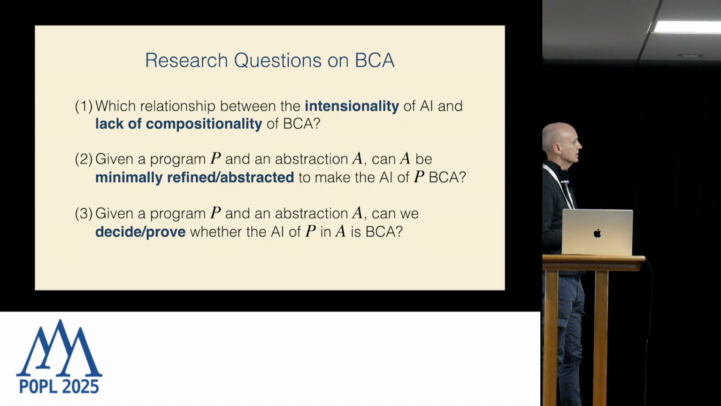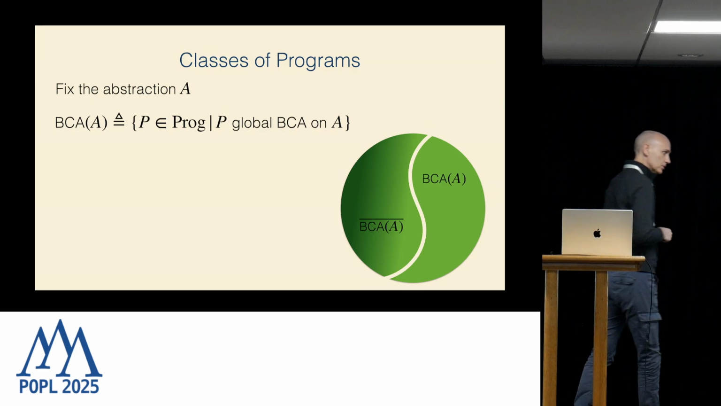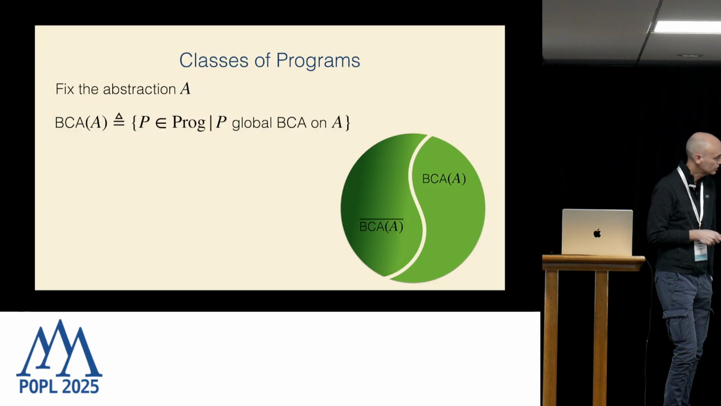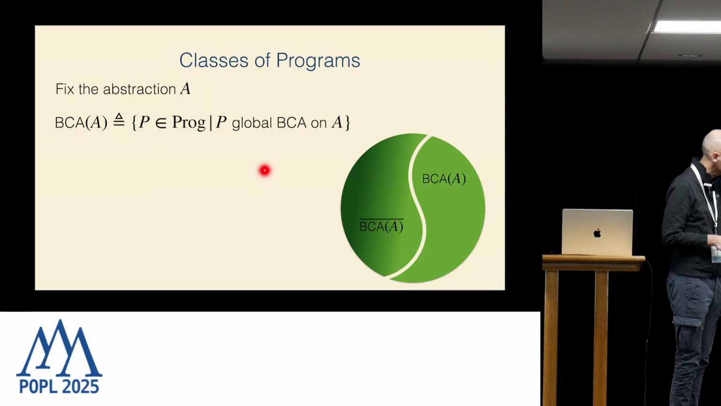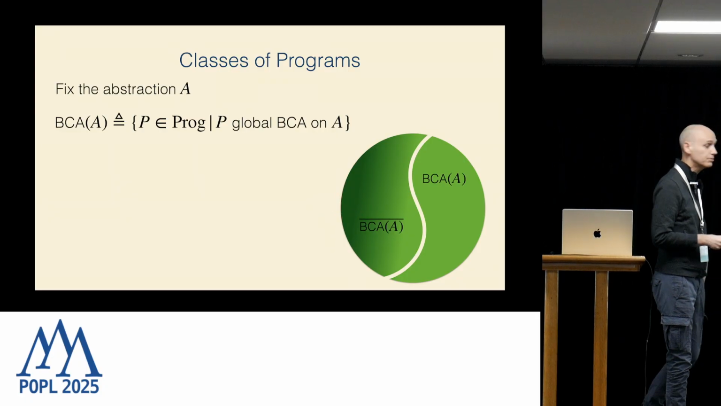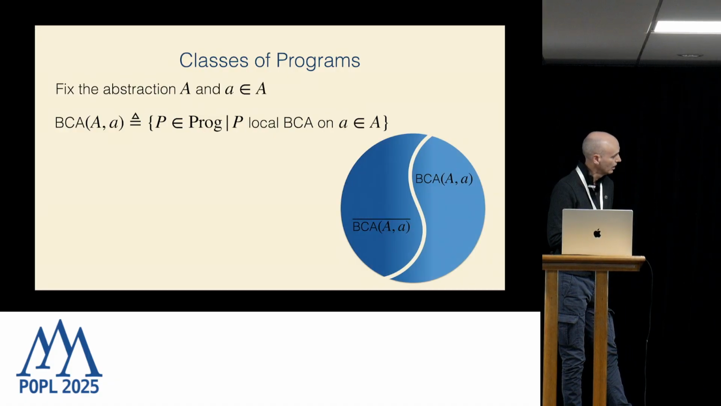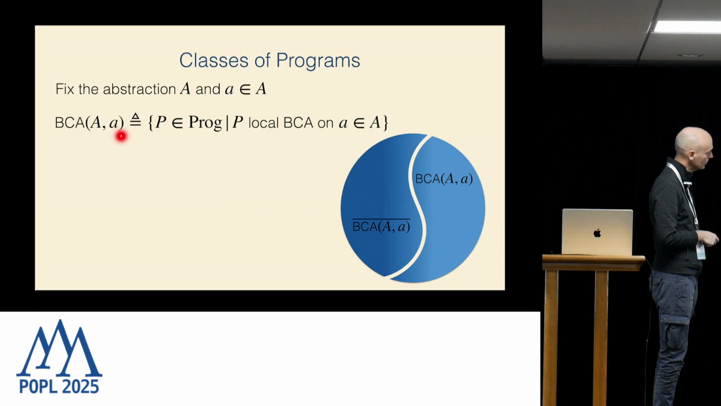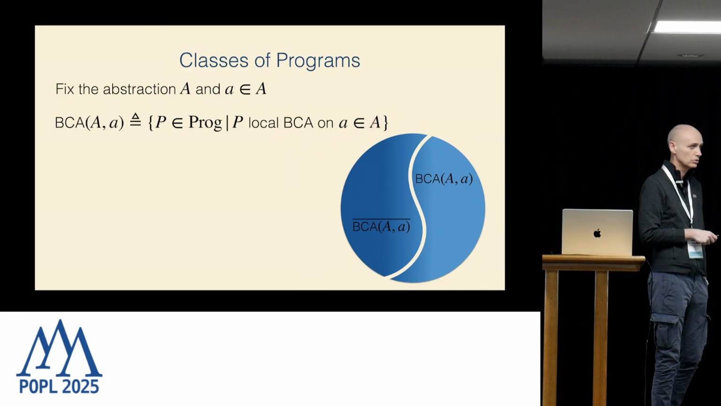The answers are found in the paper. So the first definition that we gave is this class of programs. We fix the abstraction, and we consider all the programs such that the analysis of those programs on this fixed abstract domain are the best ones. And so for the whole set of programs, we have a kind of partition: the programs whose analysis is the BCA, and the programs whose analysis is not the BCA. This is for any set of abstract preconditions, but we can also focus on a given abstract precondition A, and so we have this corresponding partition of the set of programs, those which are locally best for the input A, and those which are not.